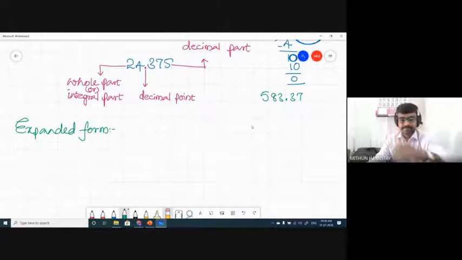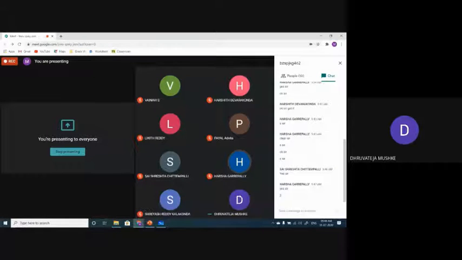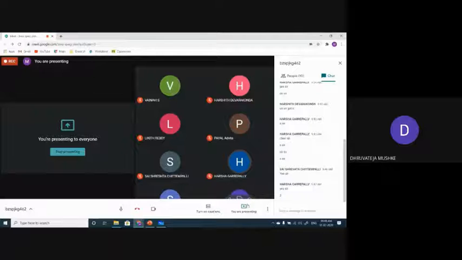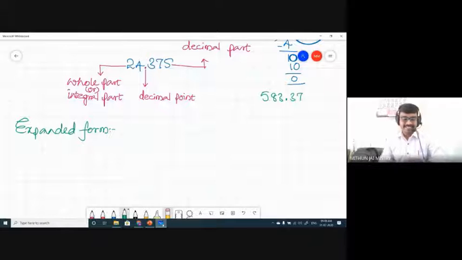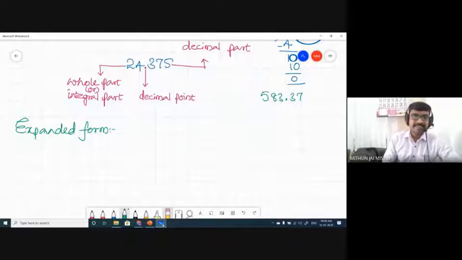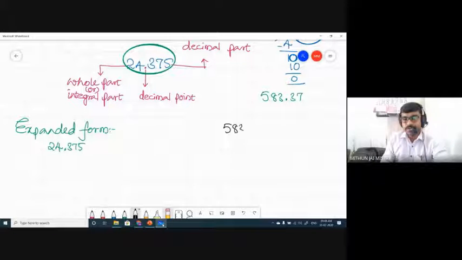Now let us, please make sure that the voice is audible for everybody. So, the expanded form. Let me take this same 24.375. How are we going to expand this? Generally, children, if you have a number like 583, how do we expand this?